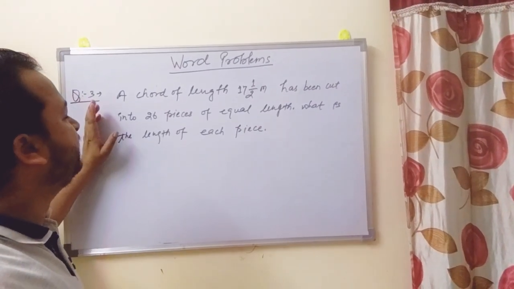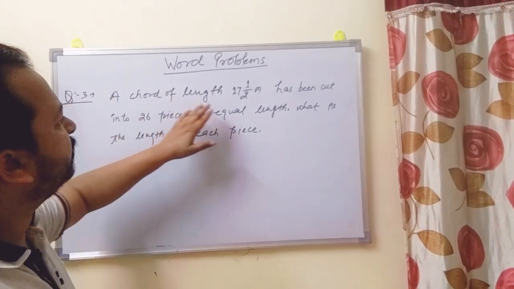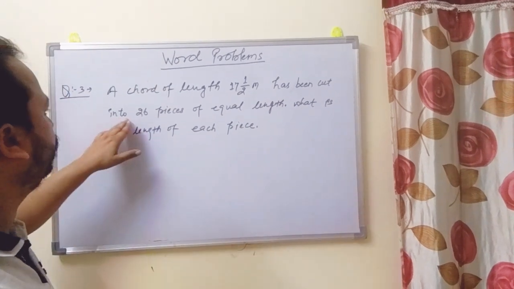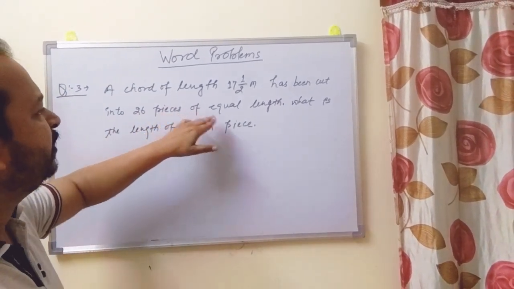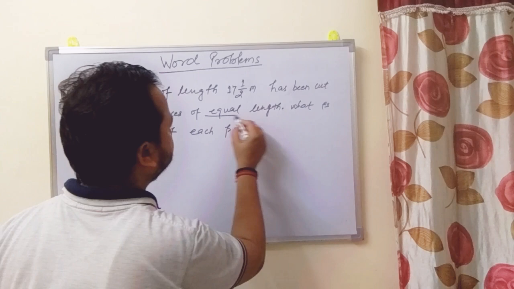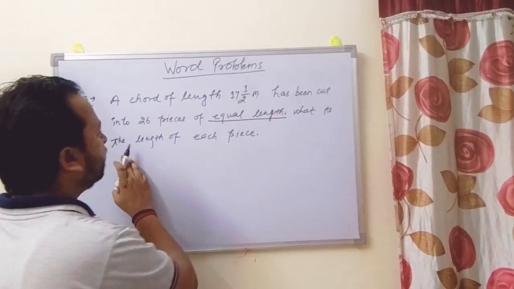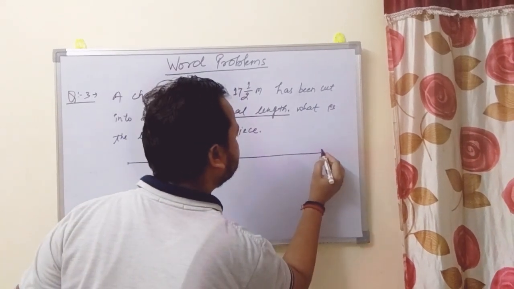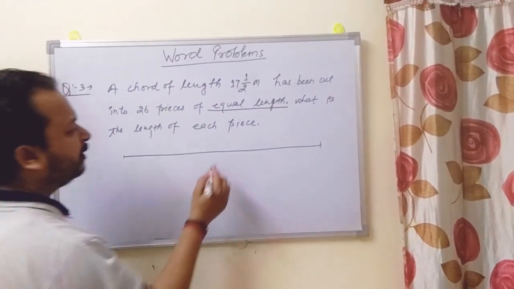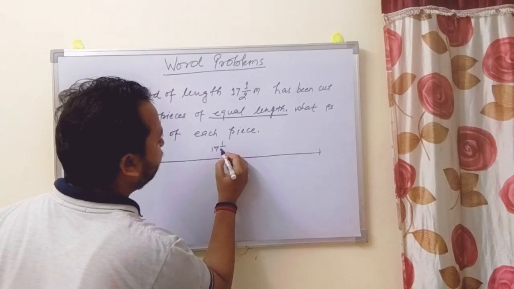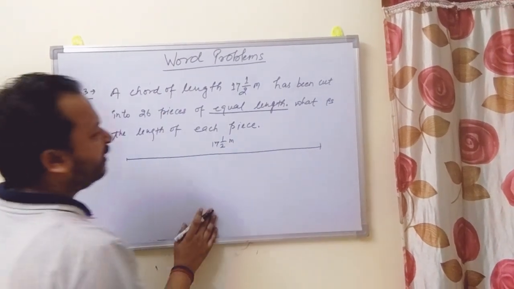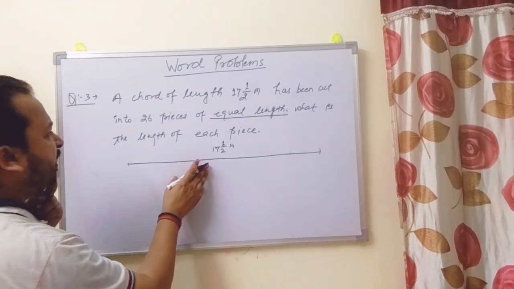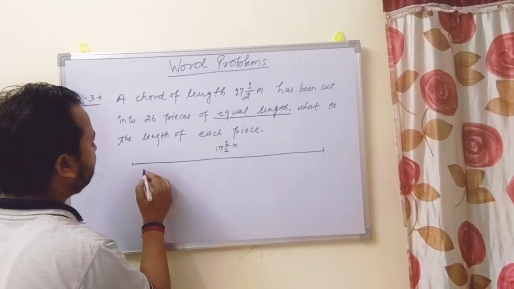So the question reads as, a cord of length 17 whole 1 by 2 meter has been cut into 26 pieces of equal length, right? What is the length of each piece? Suppose this is the cord of length 17 whole 2 by 5 meter and it has been cut into 26 equal pieces.